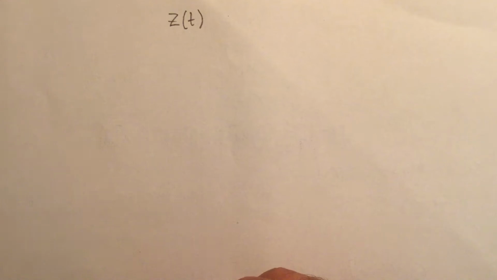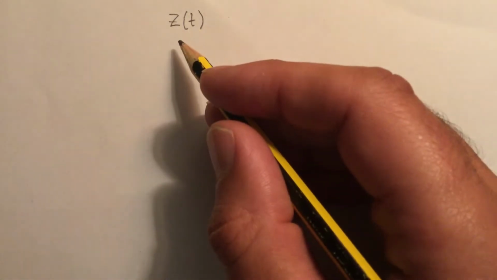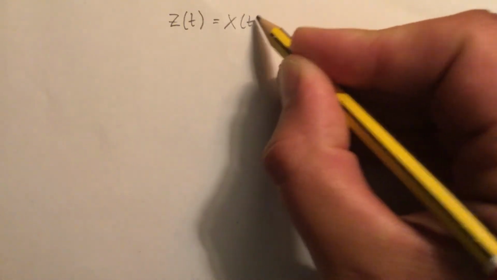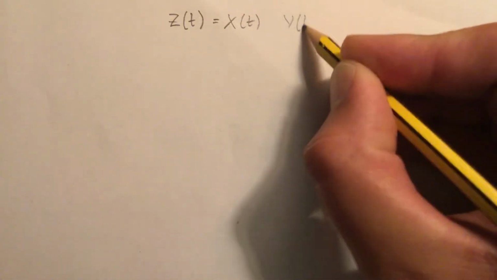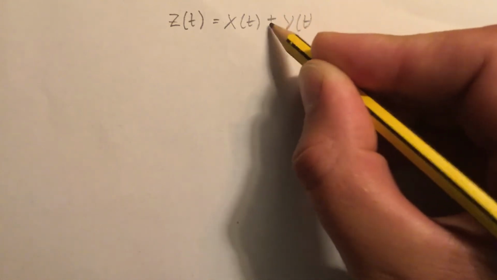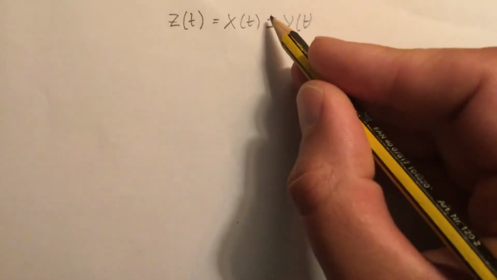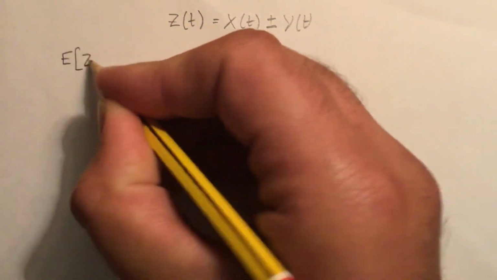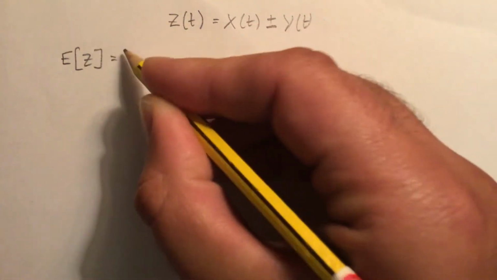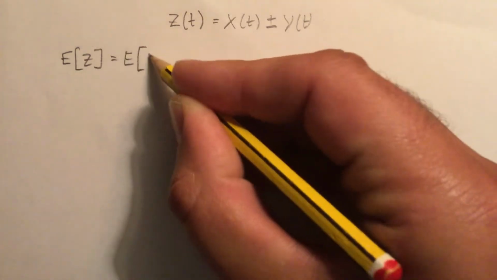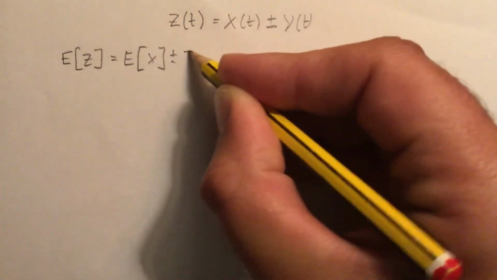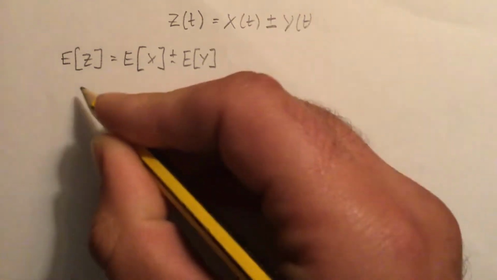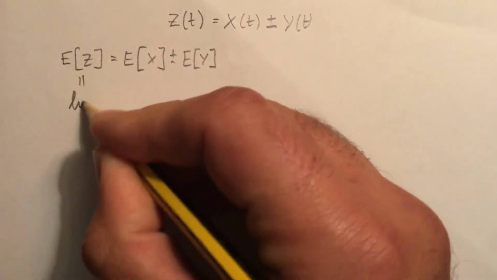Let us conclude by studying what are the expected value and the variance of a signal which is obtained from two other signals using an arithmetic operation. Let us begin with sum or subtraction. We know that the expected value of z, we have already proved this, is the sum or subtraction of the expected values of the signals from which it was built. This is not difficult to prove.